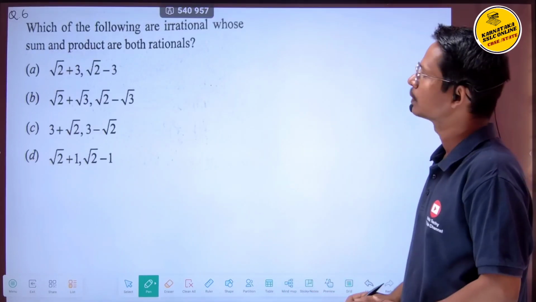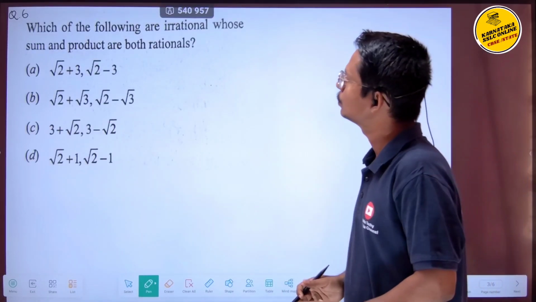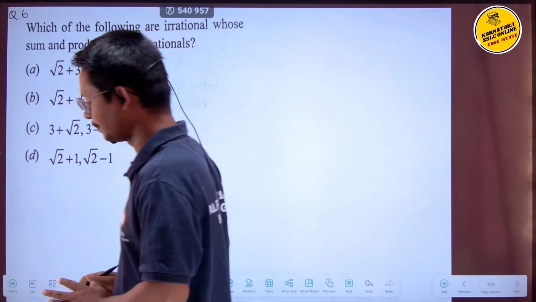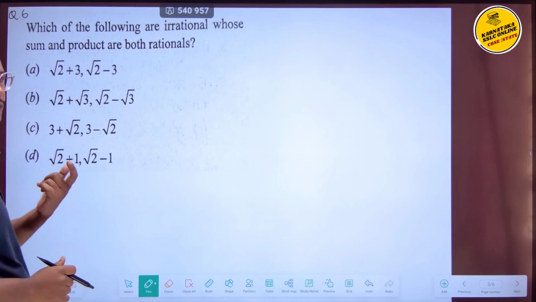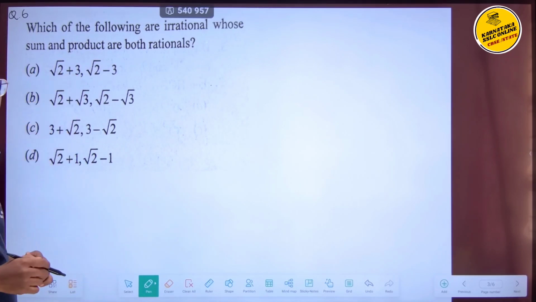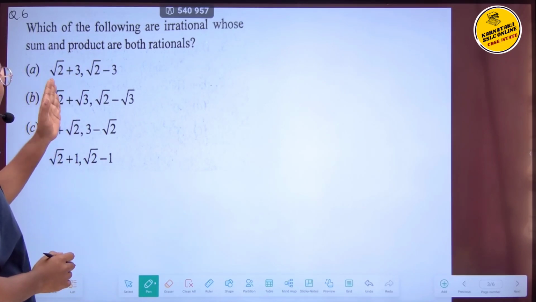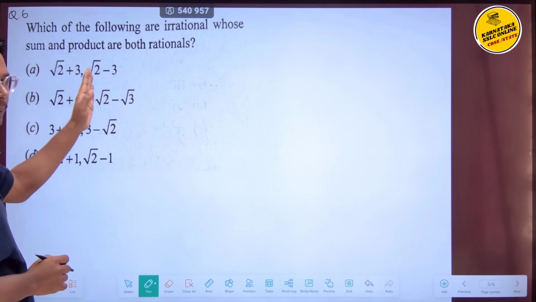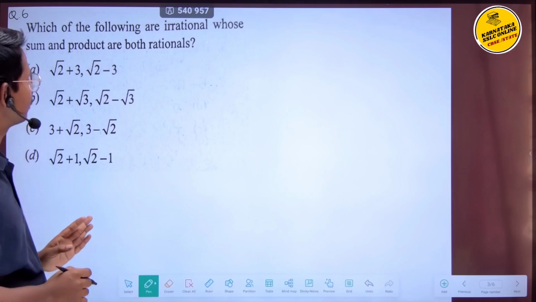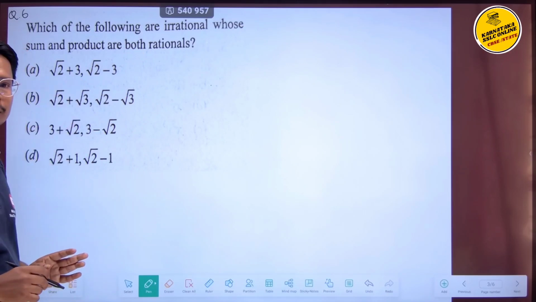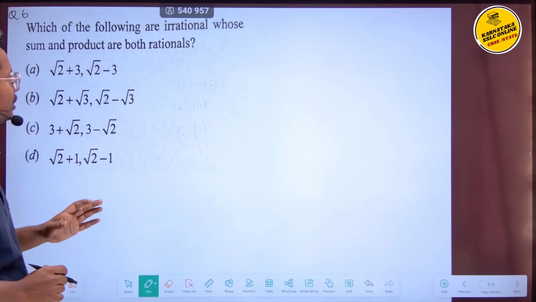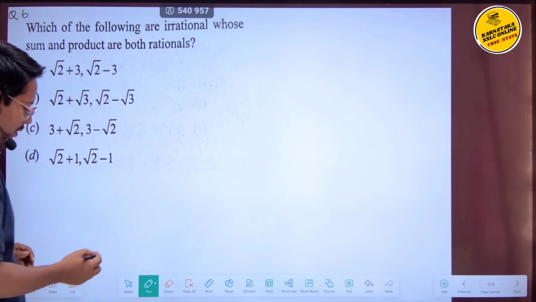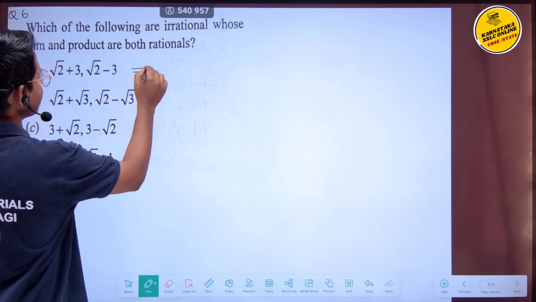Question number 6. Which of the following pairs are irrational numbers whose sum and product are both rational? Okay, so here they have given two irrational numbers in each option, separated by a comma. So when you add these irrational numbers, you should get a rational number, and when you multiply them, again you should get a rational number. So which is that option which gives, after addition and product, a rational number? Okay, that you need to check. So I'll go with the first option.